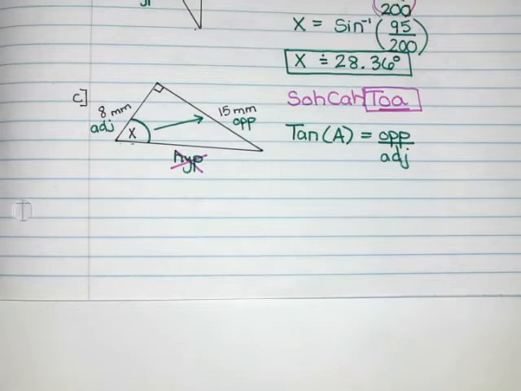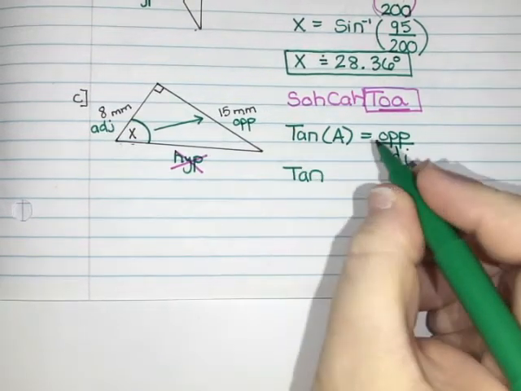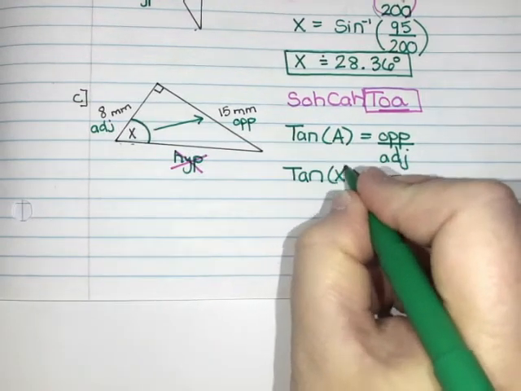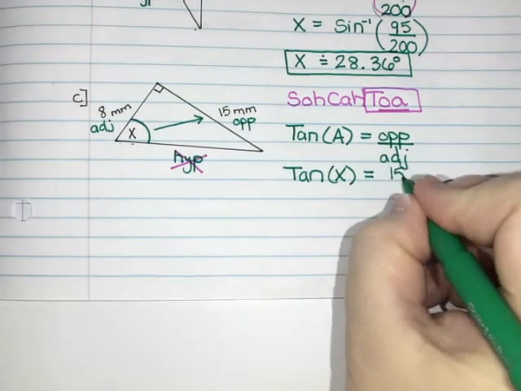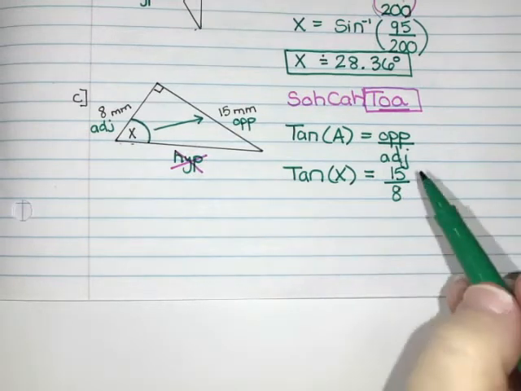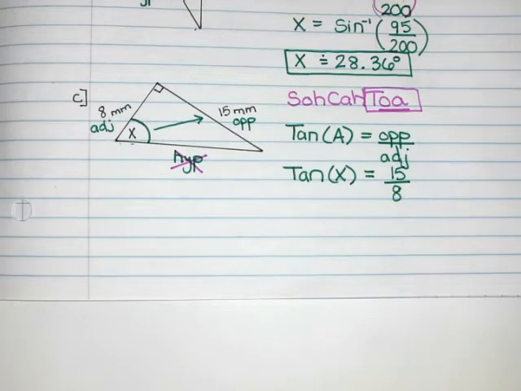Now we're going to sub in the information from our triangle. So I have tan of angle A, that's going to be the x, that's the angle that we've got, is opposite 15, divided by adjacent, which is 8. So x is not part of the fraction, so cross multiplying is not going to be part of my solution here.